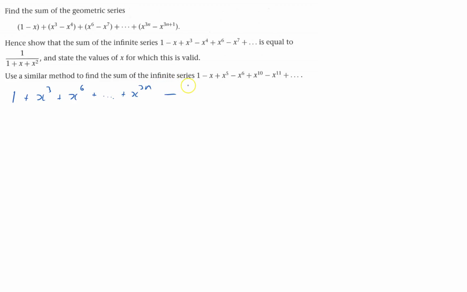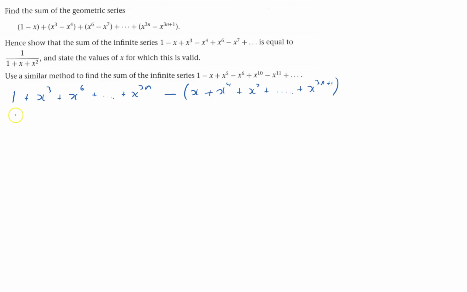And then I'm going to take away the x. And I've got minus x. I've got a bracket there, so that will be a plus x to the power 4, because that would give me minus x to the power 4, which is what I've got up there. And then plus x to the power 7 plus dot dot dot plus x to the power of 3n plus 1. And that's what I've got to do.